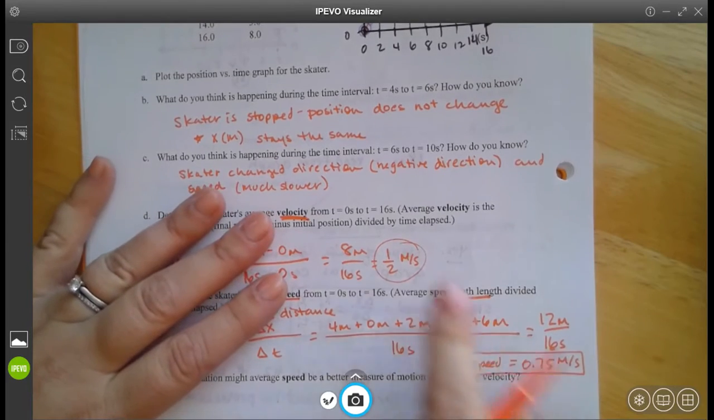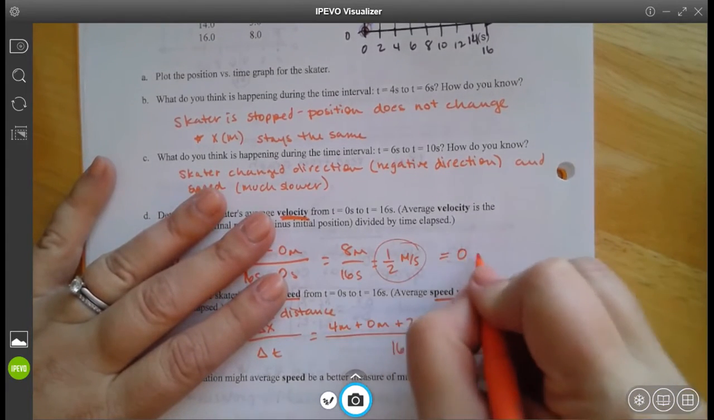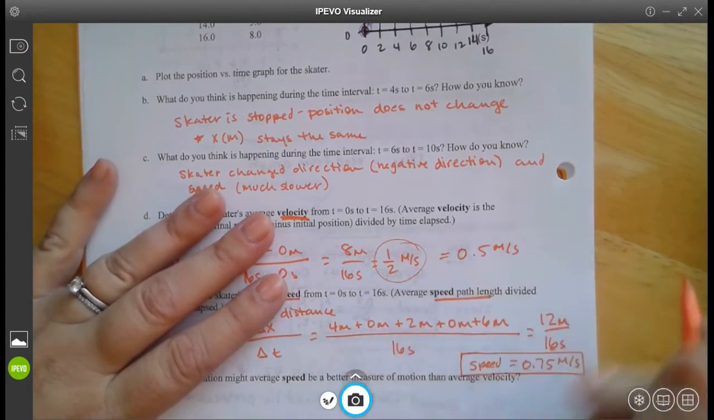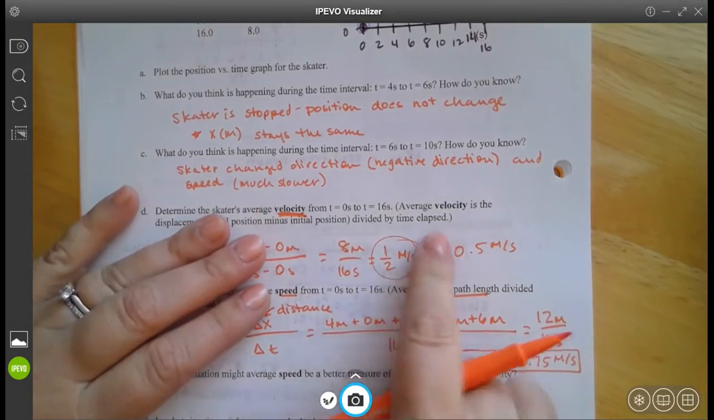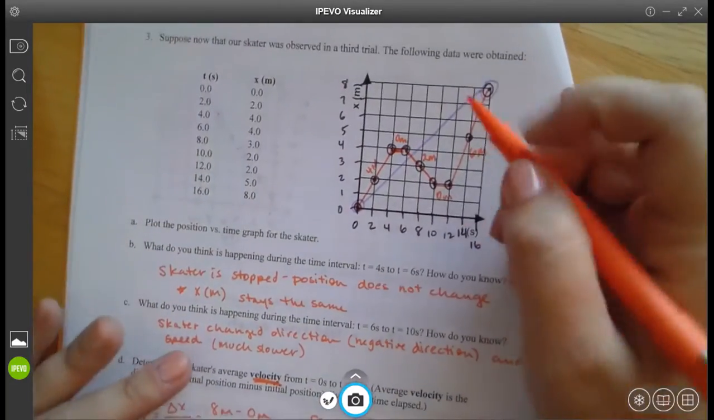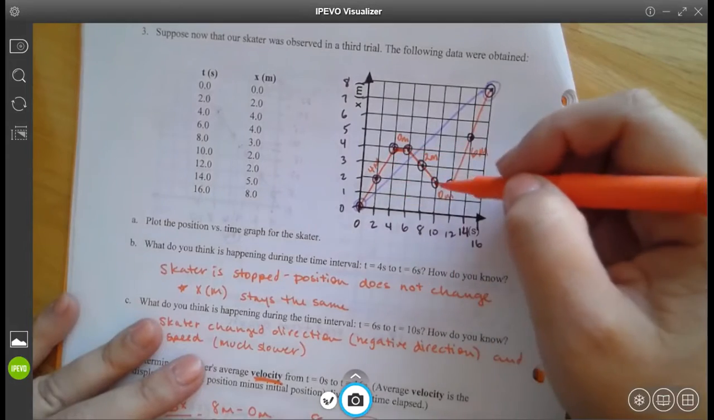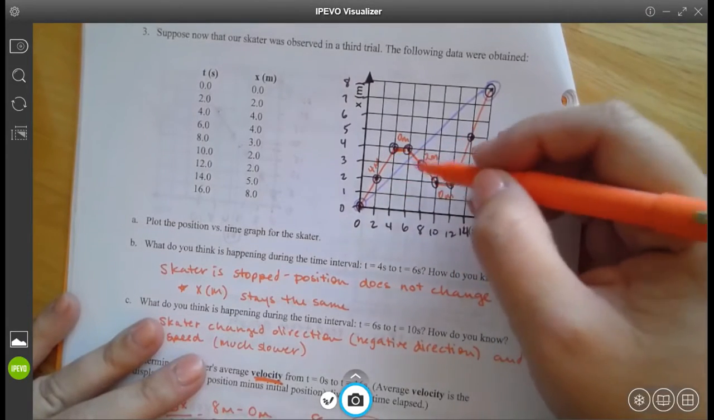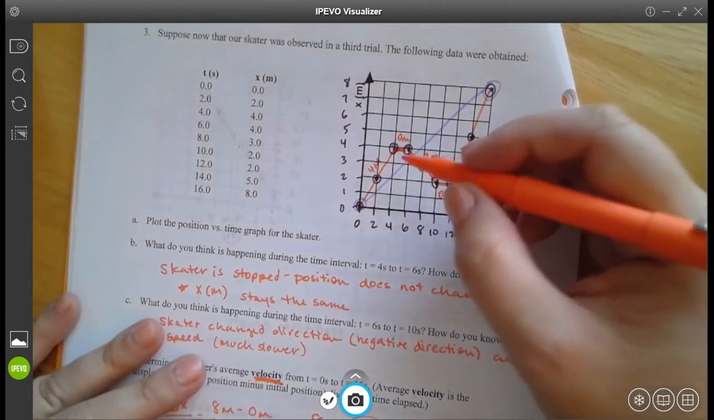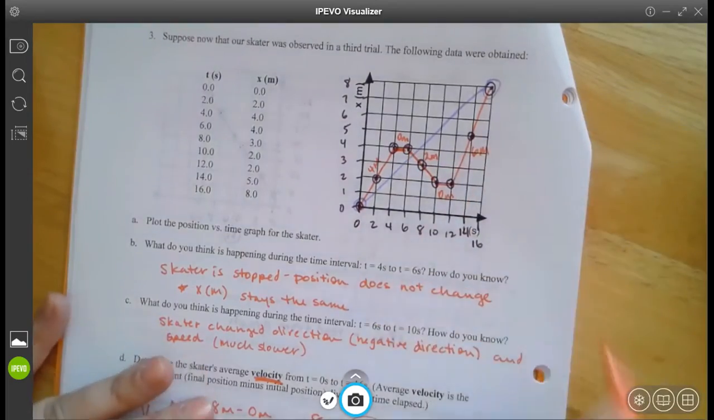So the speed is actually faster than the velocity. This is equivalent to 0.5 meters per second. So our speed is actually faster than our velocity. And the reason that happens is because this object traveled some distance backwards in here. And that's what made the difference, is there was some repeated travel in here.